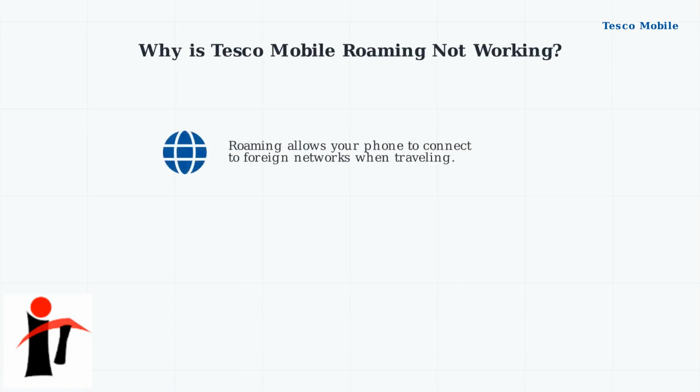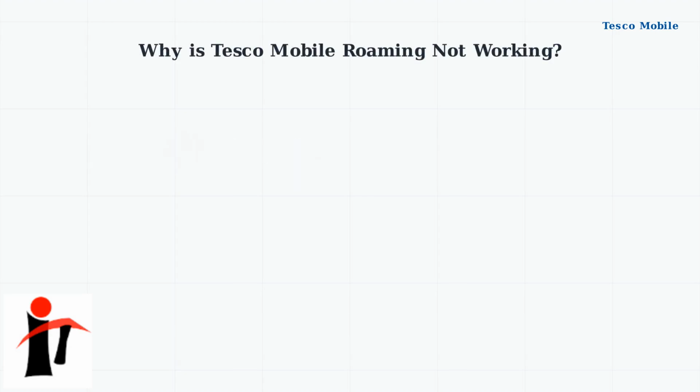Experiencing issues with Tesco Mobile roaming on your iPhone or Android device while traveling? You're not alone. Here's why this happens. Roaming allows your phone to connect to foreign networks, but problems arise from incompatible agreements between Tesco Mobile, which uses O2's network, and international carriers.